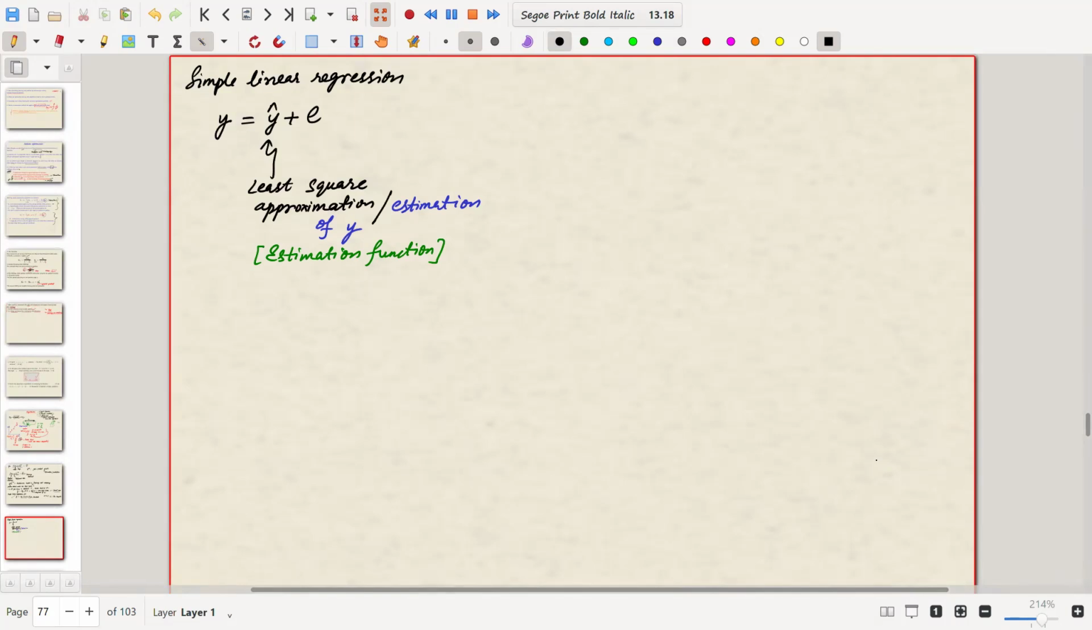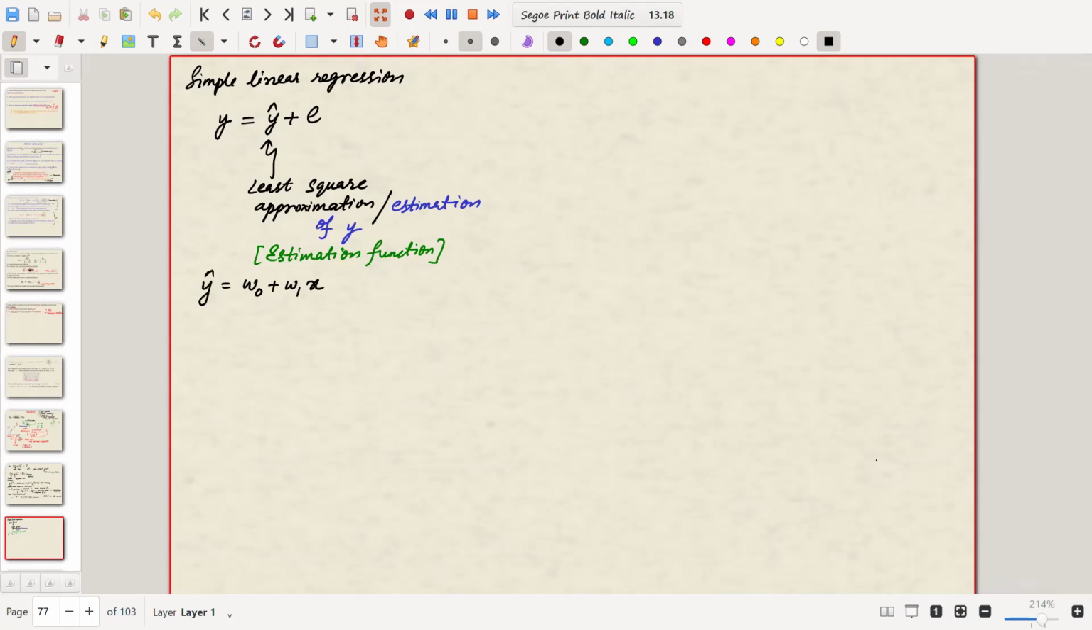It is also referred to as estimation function. So this y hat that we saw is usually w0 plus w1x. These w0 and w1 are the coefficients of your regression line, and in machine learning jargon, you can say w0 and w1 are weights. So that's the motivation to take w as the variable.